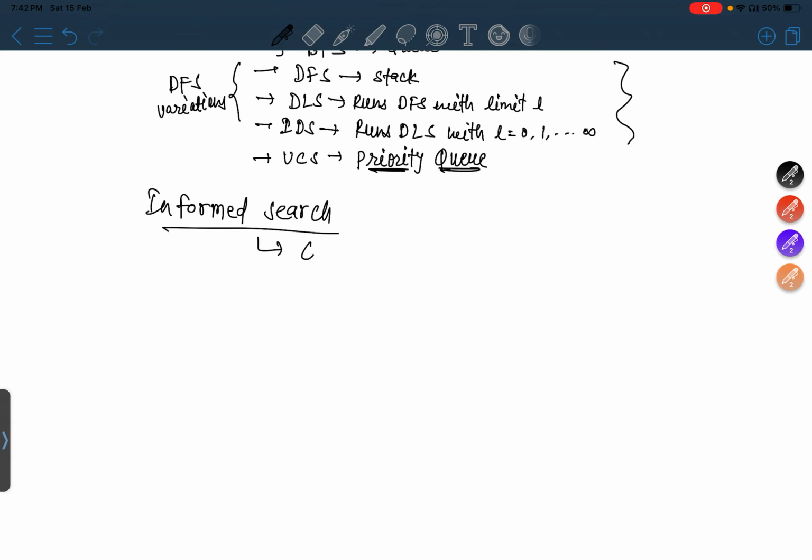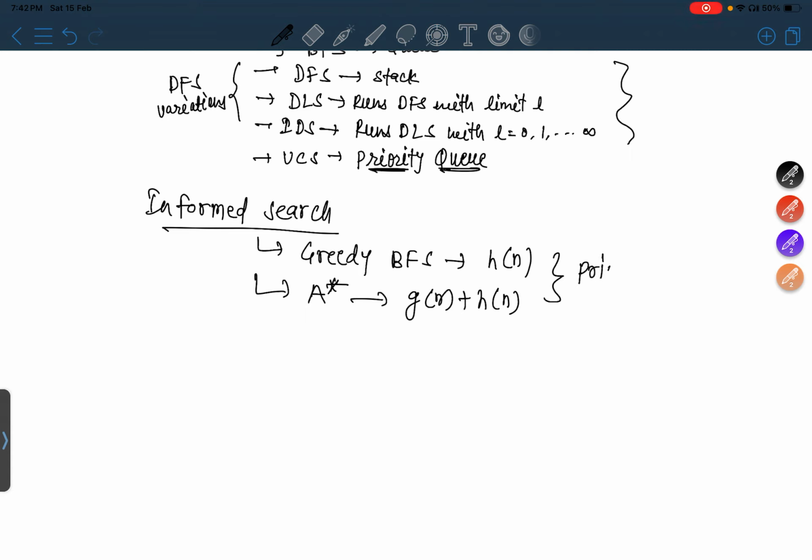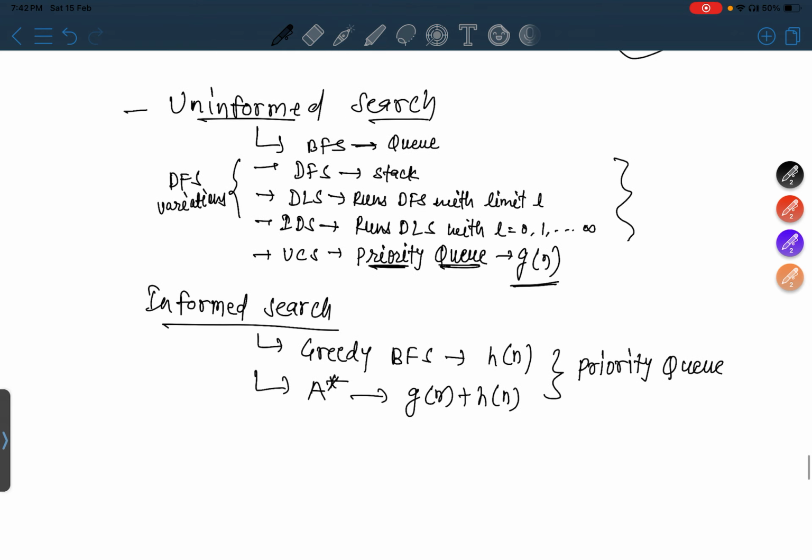उसमें हमने क्या पढ़ा था? Greedy BFS, which uses the h of n, and A star, which uses the g of n plus h of n, and both use the priority queue as a frontier. So this is the g of n. Okay, so this was the overall summary of our lecture so far.